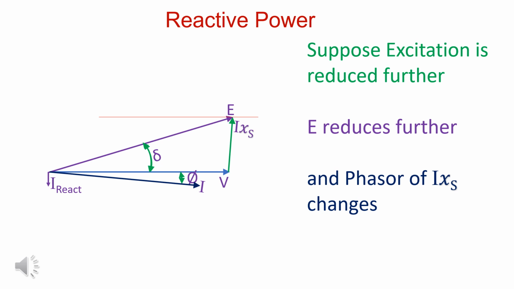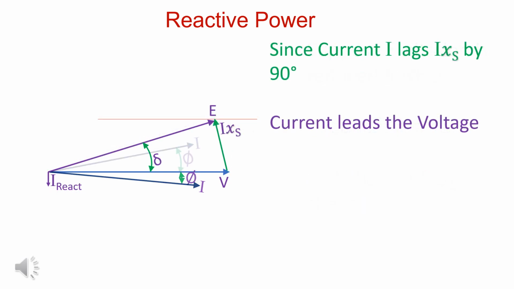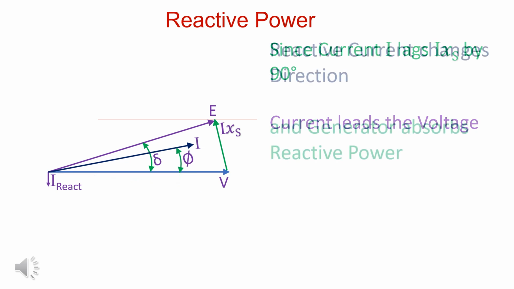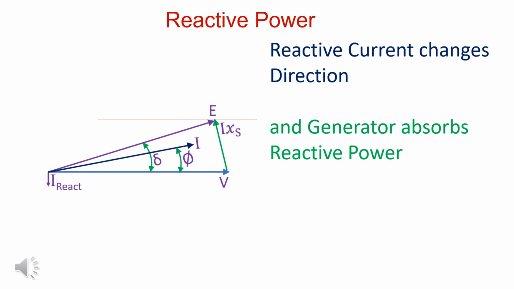Suppose excitation is reduced further. E reduces further and the phasor of the I axis changes. Current leads the voltage. Reactive current changes direction and the generator absorbs reactive power.